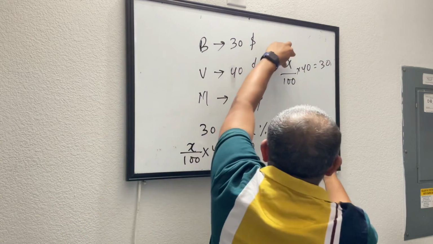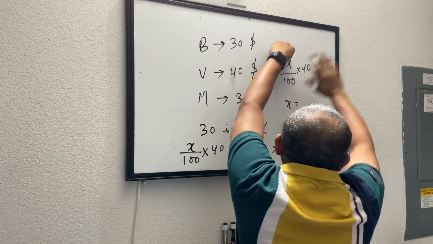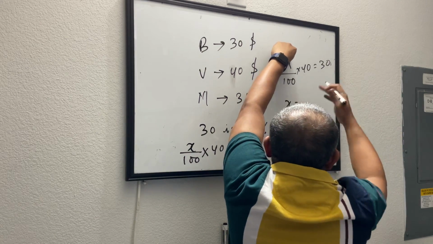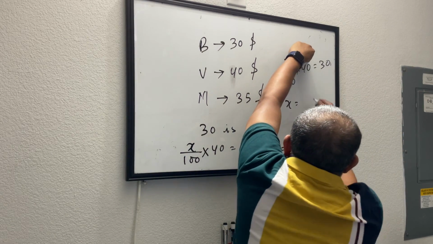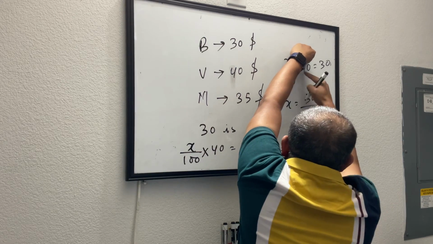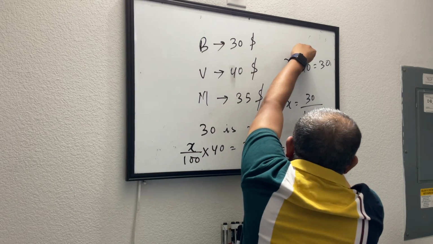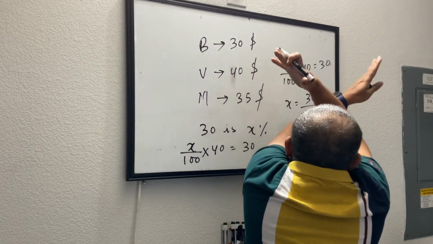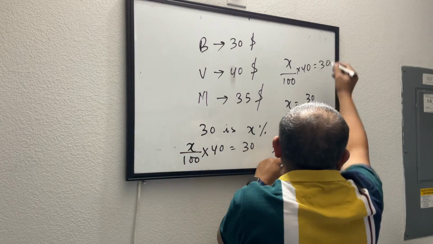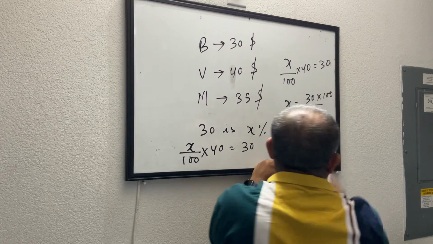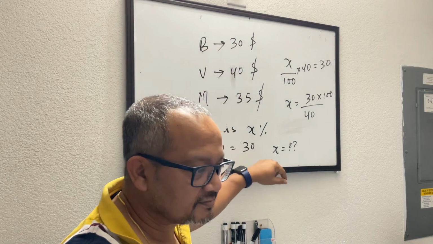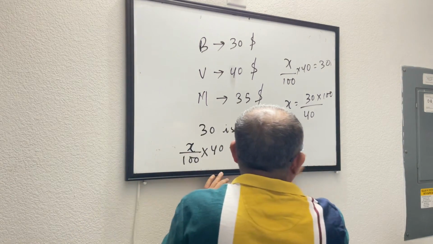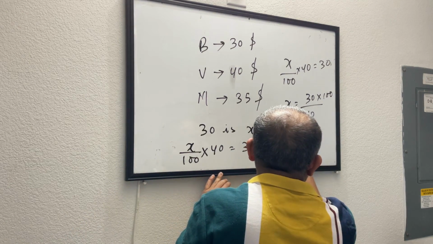So I want to keep only X here and move everything to the other side of the equal sign. So it goes like this. Whatever is above comes below, so 40 will come below here. Whatever is below goes up, like this cross sign, so this 100 goes here. Now look at this. So this became X equals 30.